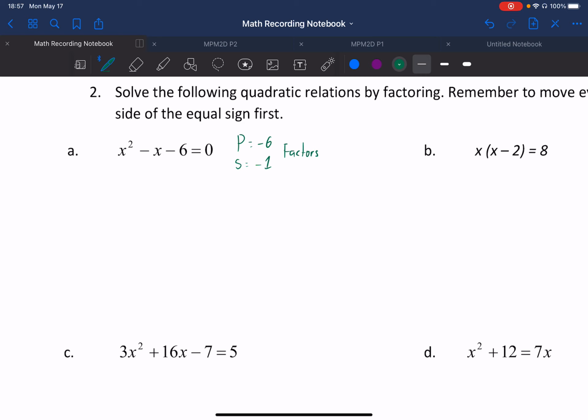So in this case, our factors are going to be 3 and negative 2. So we open up our brackets, we get x plus 3 and x minus 2. Those are our two factors. Now, when we're finding our solution, we want to put both of those brackets equal to 0. The reason for that is that this side here, we have it as 0.